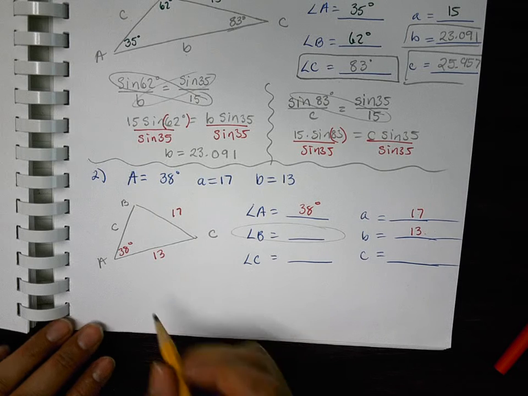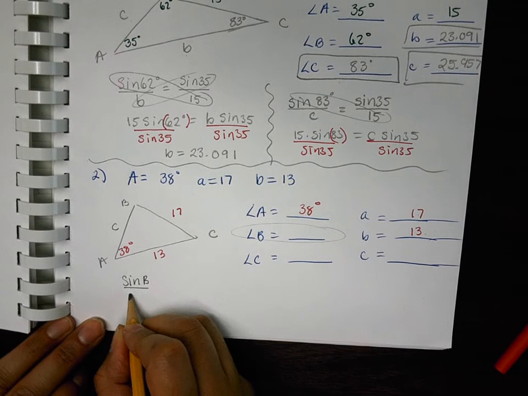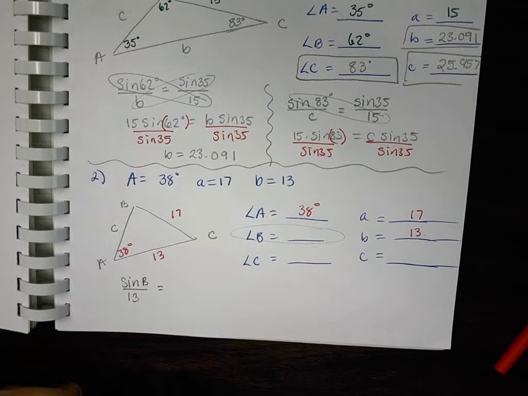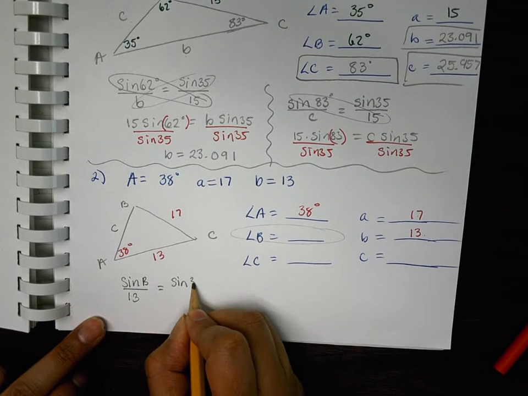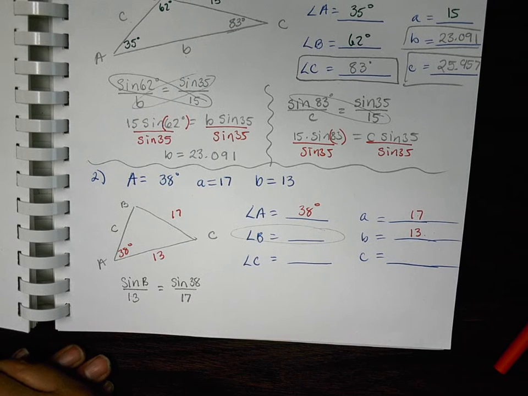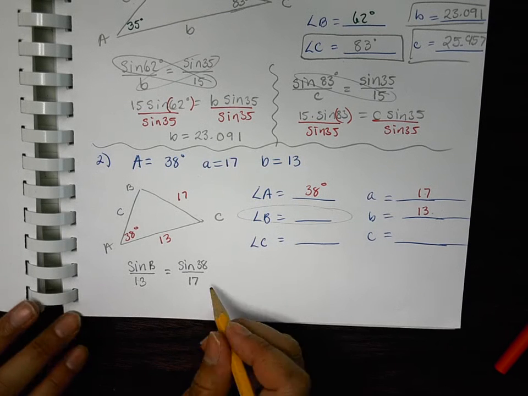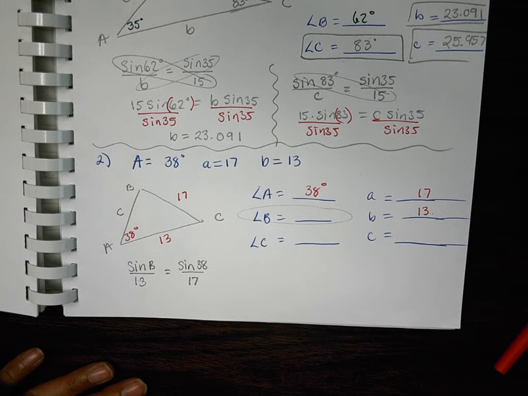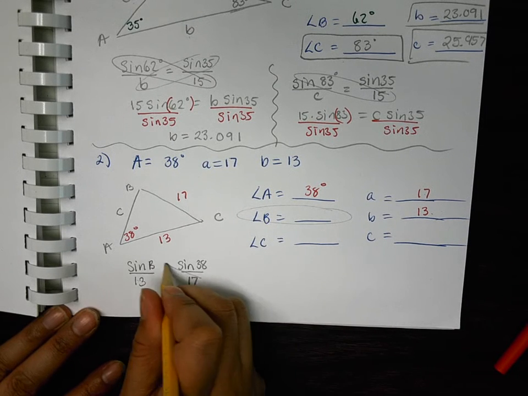B. So sine of B, I don't know, so I'm going to leave it as B, over little b, which is 13, equals sine of what over what? Sine of 38 over 17. Now I'm going to set it up the same way by cross multiplying. I'm going to stop here. What is the unknown, a side or an angle? What does that mean when I actually plug it in my calculator? I'm going to be using the inverse key. So let's see how that's going to work here. I'm going to cross multiply.